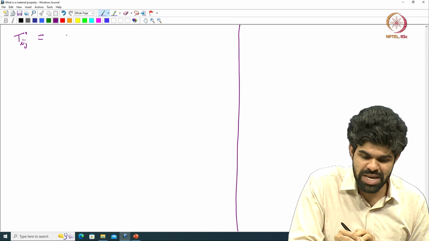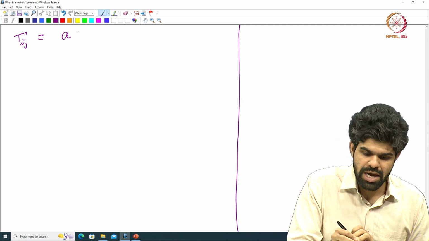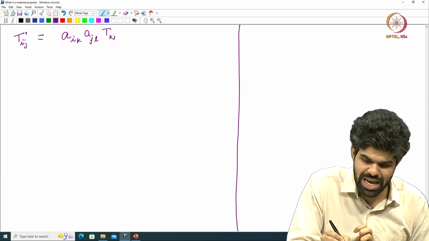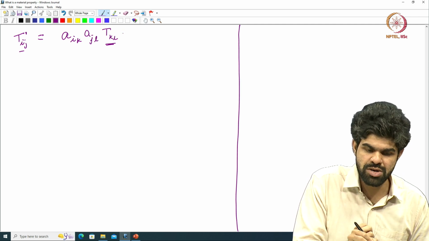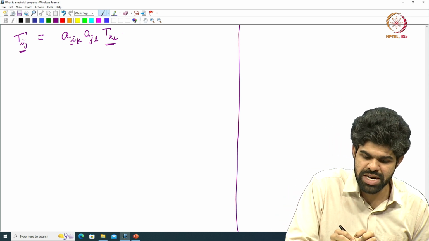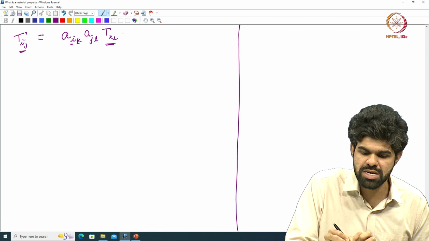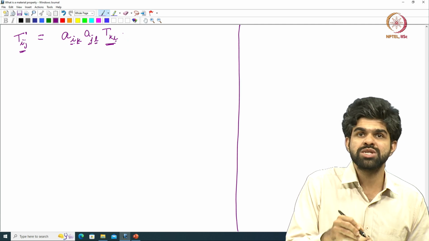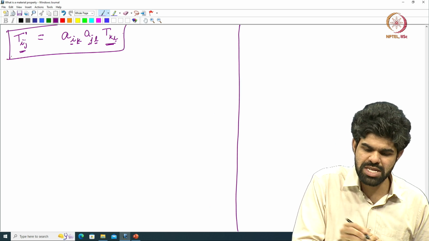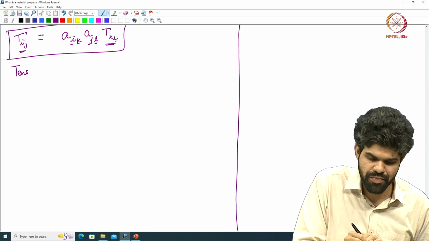It transforms simply as T'ij = A_ik A_jl T_kl. So, T_kl is the older tensor that transforms to a newer tensor. The later index belongs to the older tensor, and the former index of this matrix belongs to the newer tensor. Okay, so this is how tensors of second rank transform.